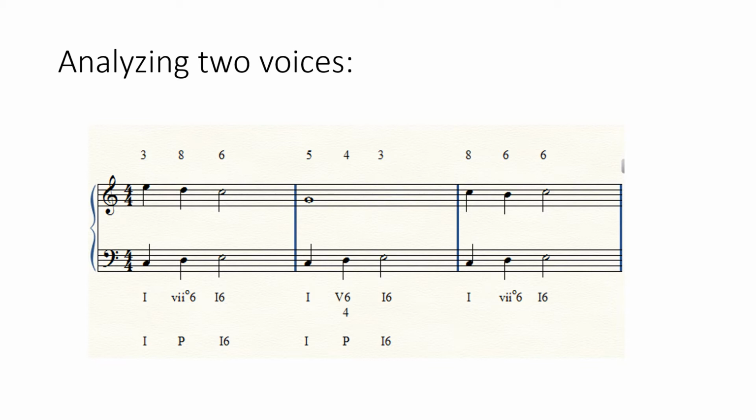And the final bar, because the leading tone is in the soprano and is resolving, we automatically hear it as 1, 7 diminished 6, 1/6. When we look at our interval numbers, our first bar has 2 consonant intervals and 1 perfect. Our second bar has 2 perfect intervals and 1 consonant, and then our third bar has one consonant and two perfects. We're going to discuss this element in the next slide.